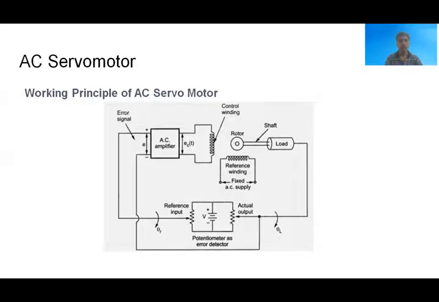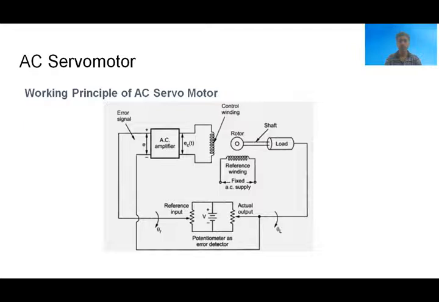Being a two-phase induction motor, the AC servo motor has two windings. One is the reference winding, the second one is the control winding. And these two windings are placed at right angles, that is 90 degrees apart. The reference winding is supplied with a fixed AC supply voltage, and the control winding voltage is of the same frequency, but the phase difference is 90 degrees. These two windings cause a magnetic flux induced in the stator of the motor that causes the rotor to rotate.